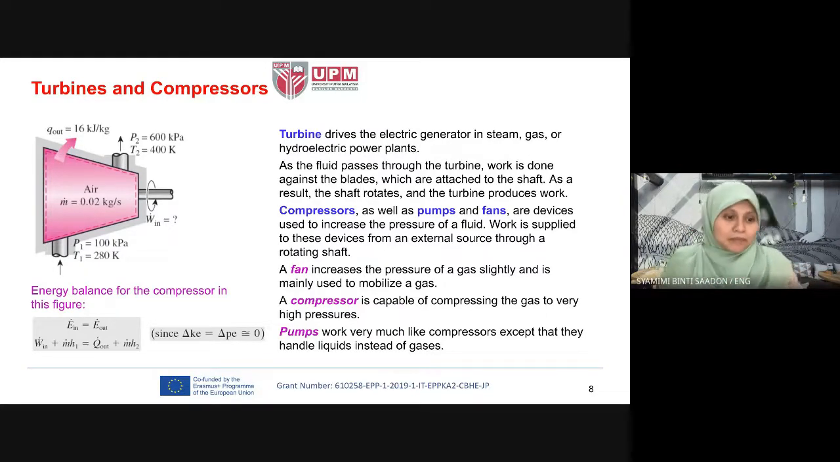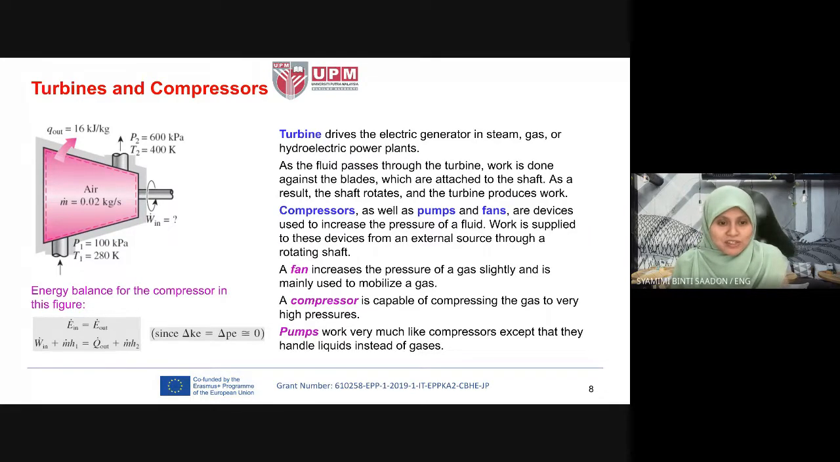It is acceptable. But if you want to be precise and detailed in your calculation, your prediction of performance, then you have to include those energies, potential, etc. Especially if you're doing your thesis, PhD, postgraduate, maybe you cannot just neglect, or if you neglect, then you have to give reasons and argue your assumption. Okay, next one is turbine and compressor. Just now nozzle and diffuser, now turbine and compressor.